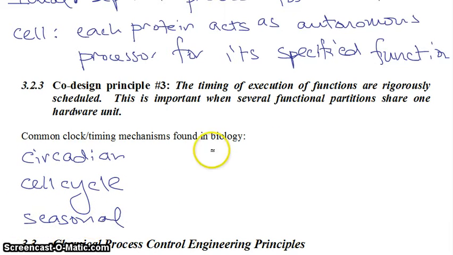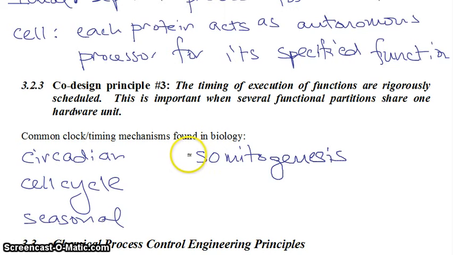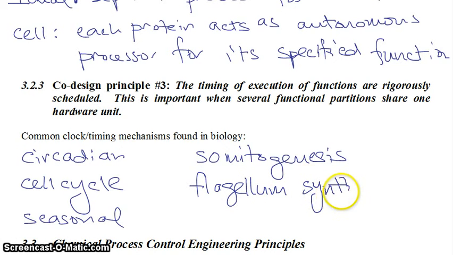Other clocks that can be found in biology, there's one in a process called somitogenesis, which is the creation of the muscle tissue that surrounds what will eventually be the vertebrate spinal column. Flagellum synthesis is another example, where you have the bacterial flagellum that has all the parts have to be put together in just the right order at just the right time. And so, of course, in the cell, the timing of the execution of functions is rigorously scheduled.